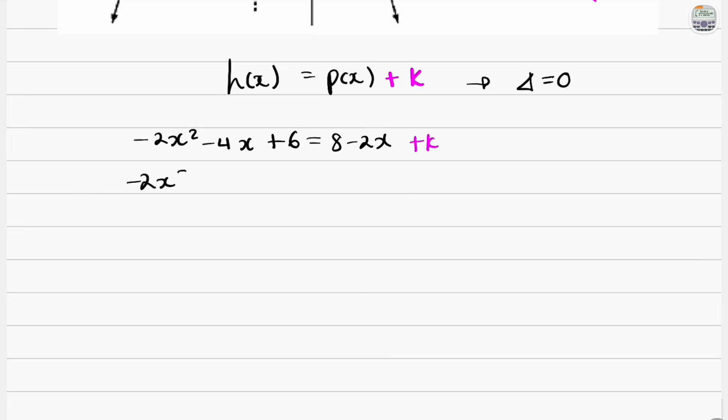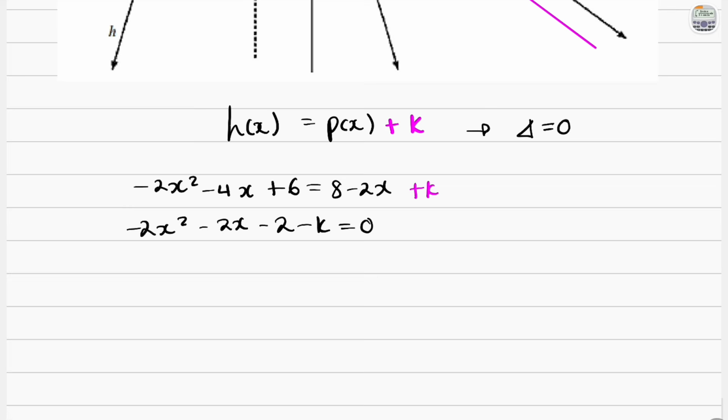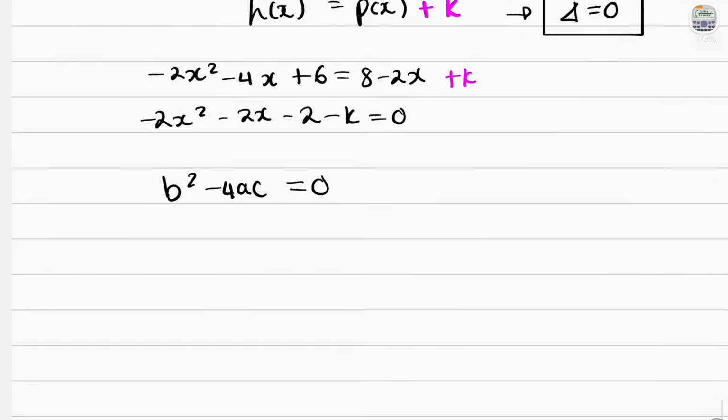Okay, so this is what we have, and let's just simplify this. Negative 2x squared minus 4x, bring that over to become positive 2x, and so it gives us negative 2x. And then we have positive 6 here minus 8 would give us negative 2, and then just bring k over. So it's minus k is equal to 0. So we need to ensure that the discriminant is equal to 0. So b squared minus 4ac is your discriminant. We need to ensure that it's equal to 0.